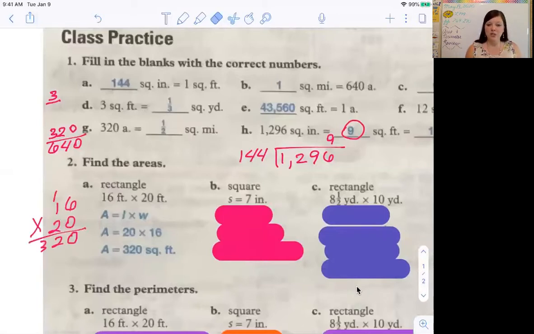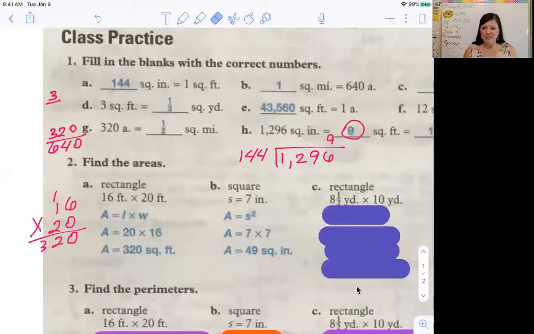Start with the formula first. A equals S times S, or S squared. Remember, S squared means the side times itself, or 7 times 7. 7 times 7 equals 49 square inches.